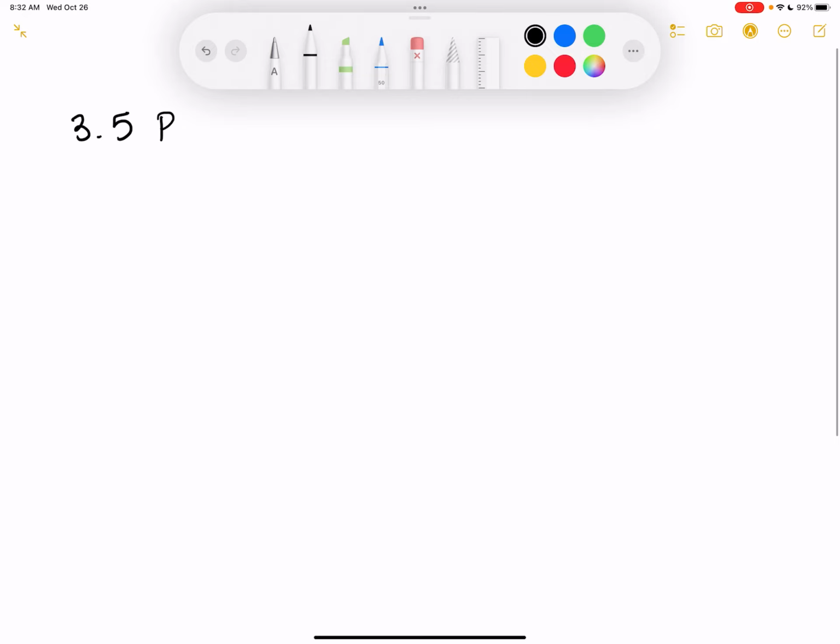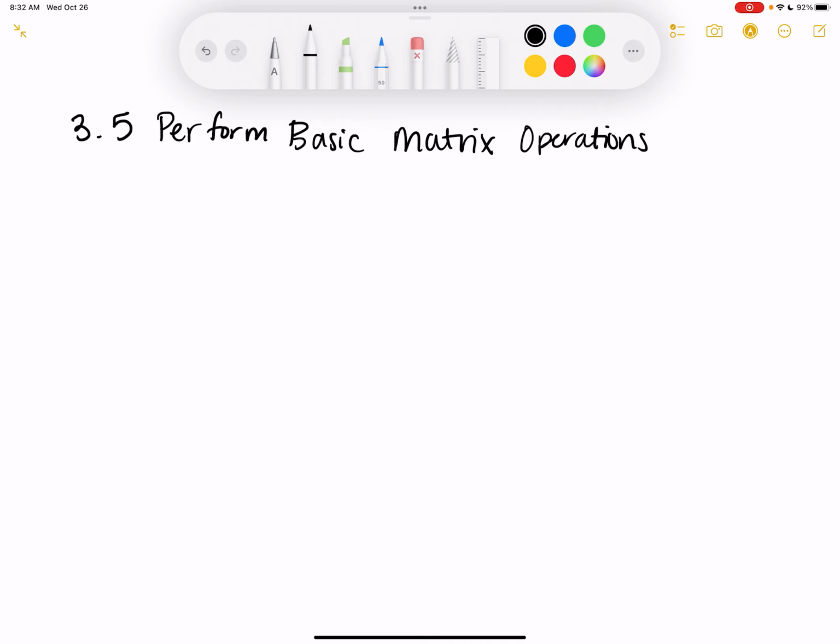3.5, perform basic matrix operations. So we'll be doing adding and subtracting and scalar multiplication. There'll be another section for actually multiplying two matrices together and what that looks like.